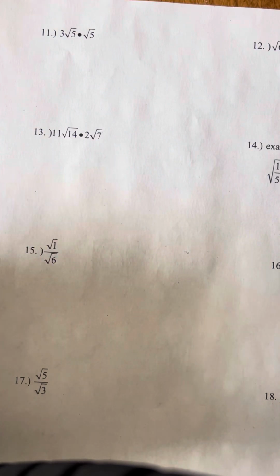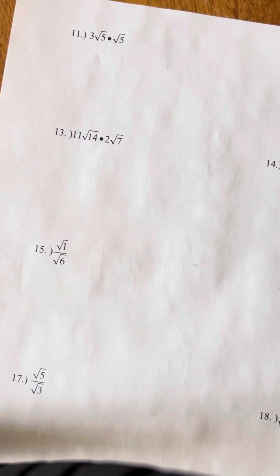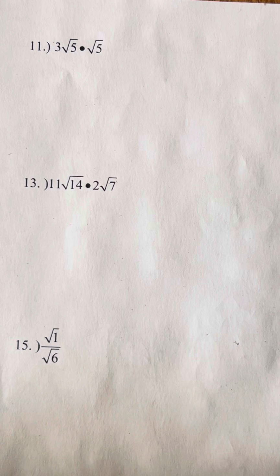Okay, I am back with some more. We're doing some simplifying of radicals. So you can see I have that number on the top here. So 3 times square root of 5 times the square root of 5 again.